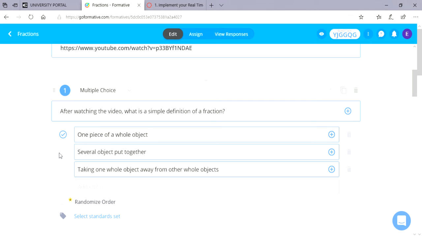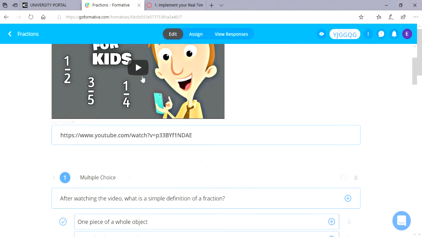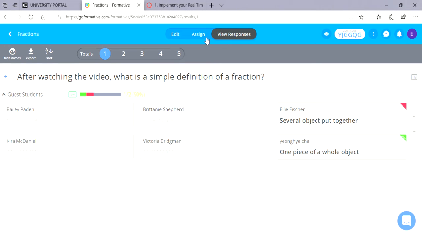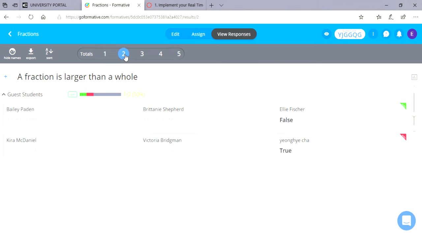That is multiple choice. So several objects put together is not exactly right, but if I would have put on the multiple choice, maybe, several objects put together to make a whole, that would be a great answer. So let's go to number 2. A fraction is larger than a whole. A fraction is smaller than a whole. It's a piece of a whole. So that one would be false.